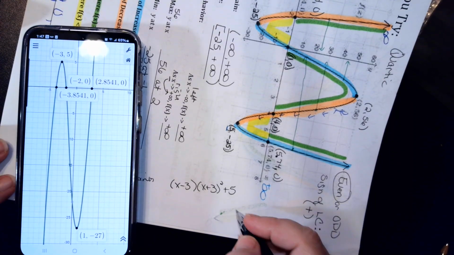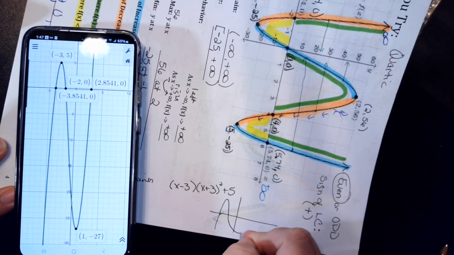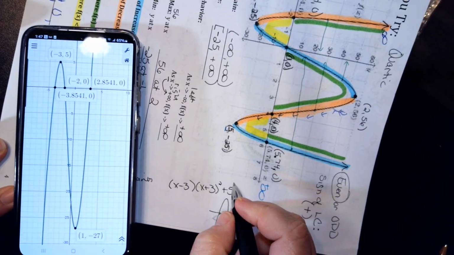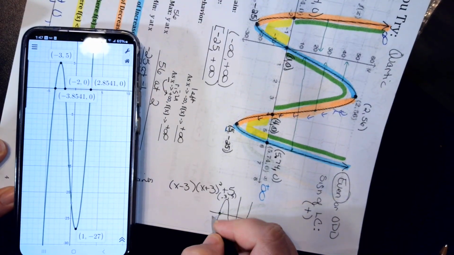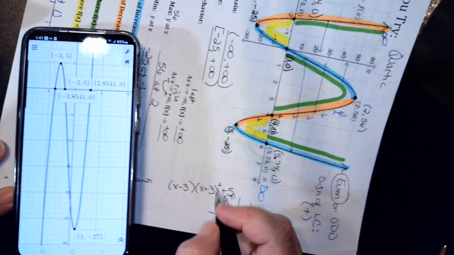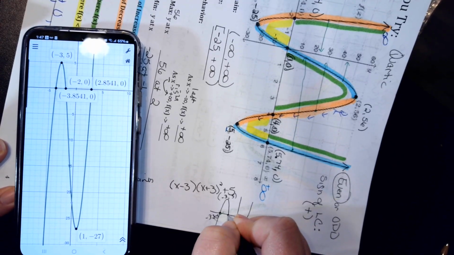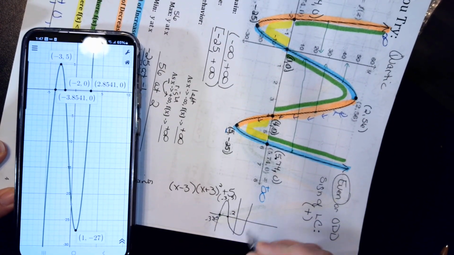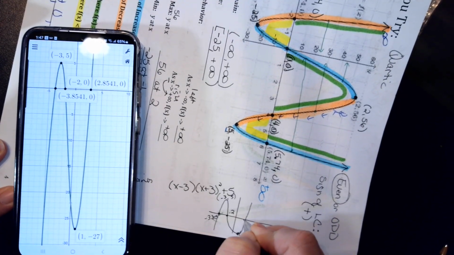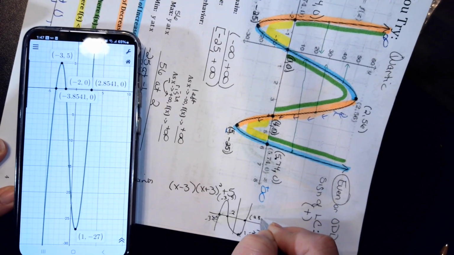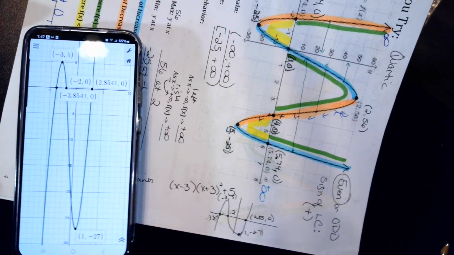So you would come right here, you do a quick sketch. It does not have to be a perfect sketch by any means. And like right here, I put a -3, 5. Right here, this is -3.85. This point right here is -2. This point right here would be 1, -27. And this point right here would be 2.85 and 0. And that's all you would do.